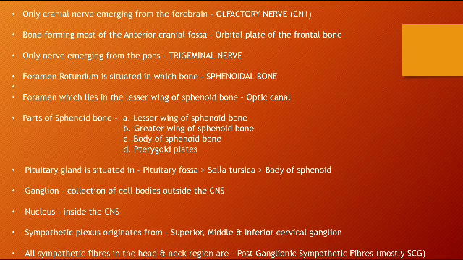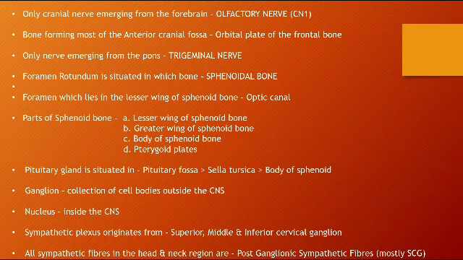Majorly, it had three parts: the lesser wing, the greater wing, and the body of the sphenoid bone. The body of the sphenoid bone was further divided into the tuberculum sella, the hypophyseal or pituitary fossa, and the third part, which is the dorsum sella. And one more part of the sphenoid bone is called the pterygoid plates, that is, the lateral and the medial pterygoid.